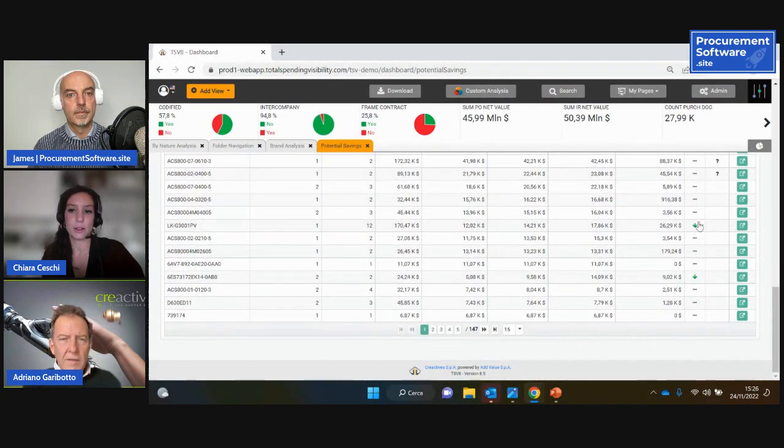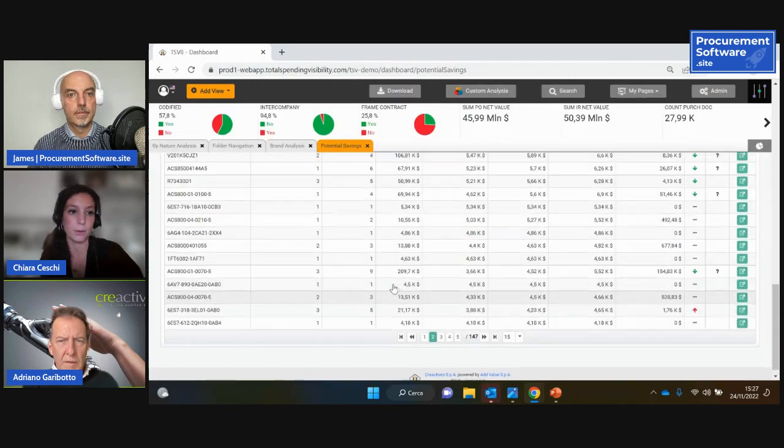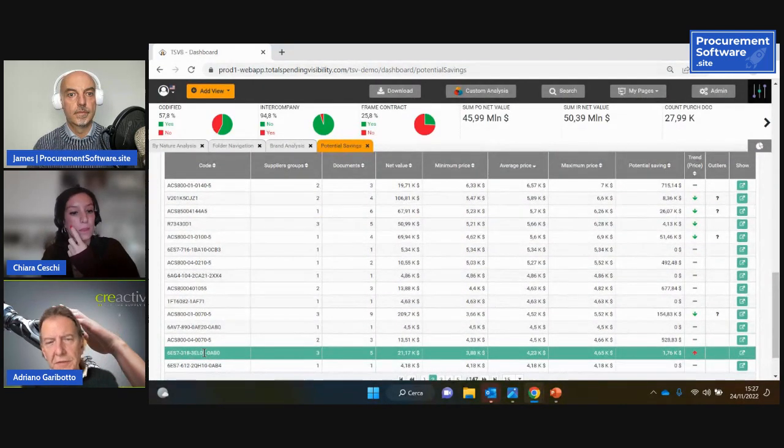We can see also if the trend of the price variation is decreasing, if it is increasing, or if it has some outliers, so some inconsistent values, for example. And by clicking, you can exclude from the analysis very quickly, yes? Yes, if there is inconsistent information, you can exclude it with a click.